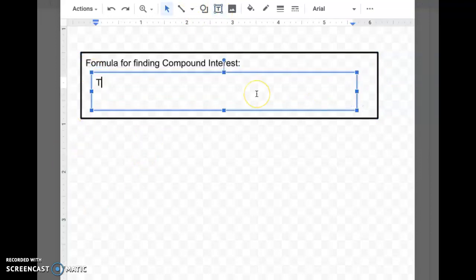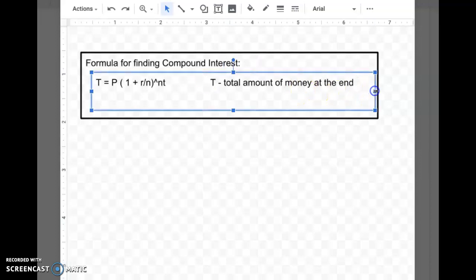All right, so T is equal to P times (1 plus R divided by N), all raised to N times T. Now this is a lot. I know, this is crazy. I threw a lot of variables at you. Take a minute. T is the total amount of money at the end. So when we're ready to take our money out, that's how much money we're going to have.